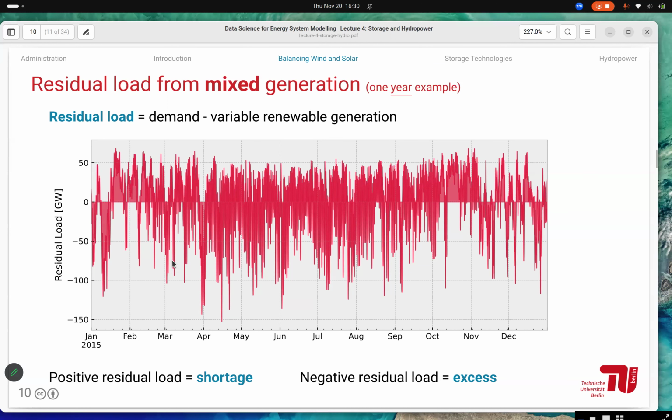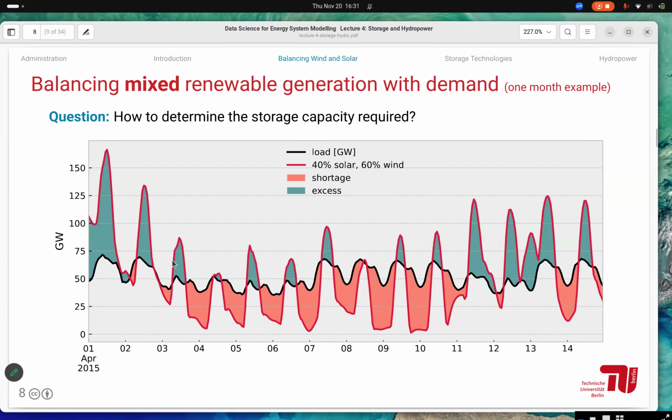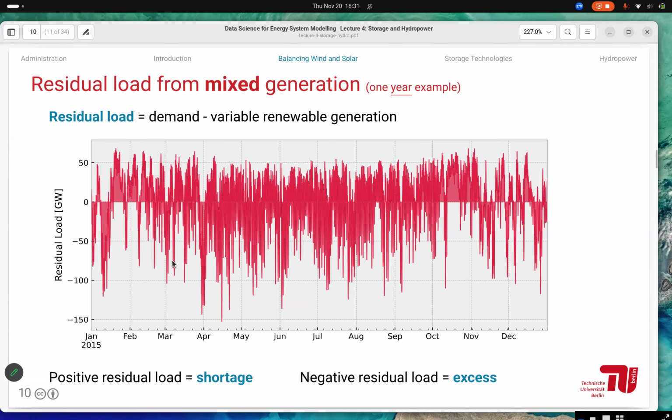But let's go back to our residual load. And here I put in a full year. Before we looked at just one month, and here we have a full year of residual load. This is really just the sum of the generation and the load, or to be precise, it's the demand minus the renewable generation. And for this data set, I used some mix of wind and solar. So it's not 100% wind, not 100% solar.